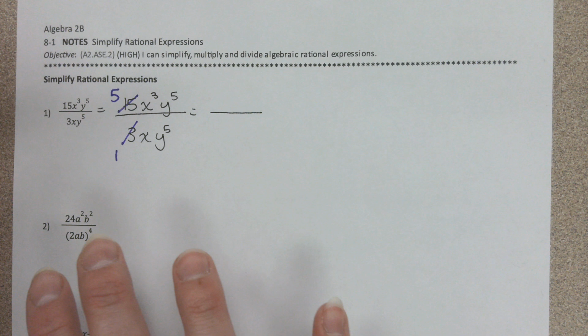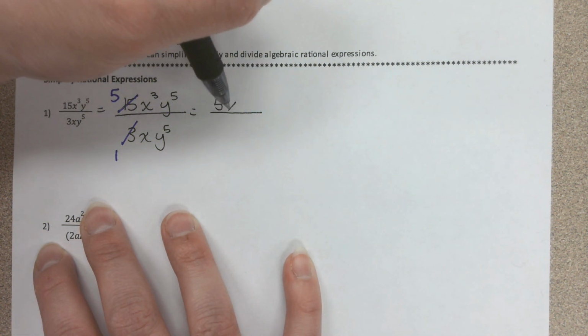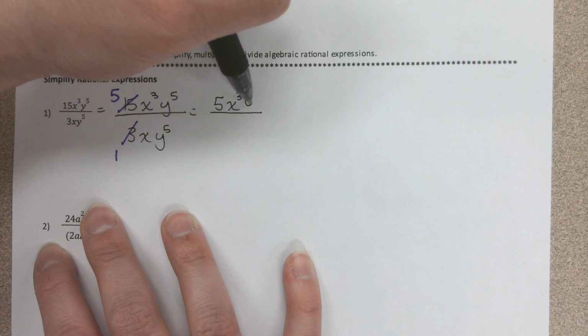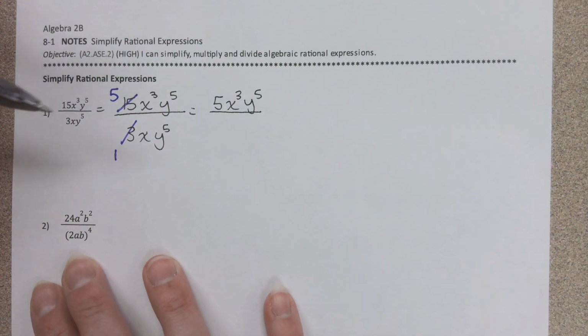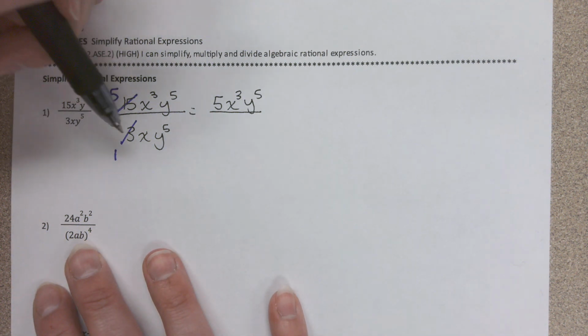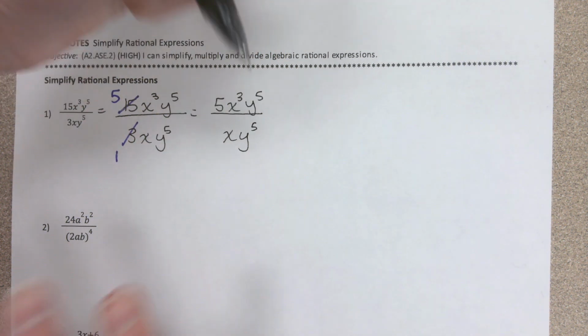All right, so I'm going to write what I have so far. This is now a 5. 5x cubed, y to the 5th. On the bottom, again, I could write this 1 here if I wanted to. That's up to you, but since I have other stuff, I'm not going to write it. x, y to the 5th.